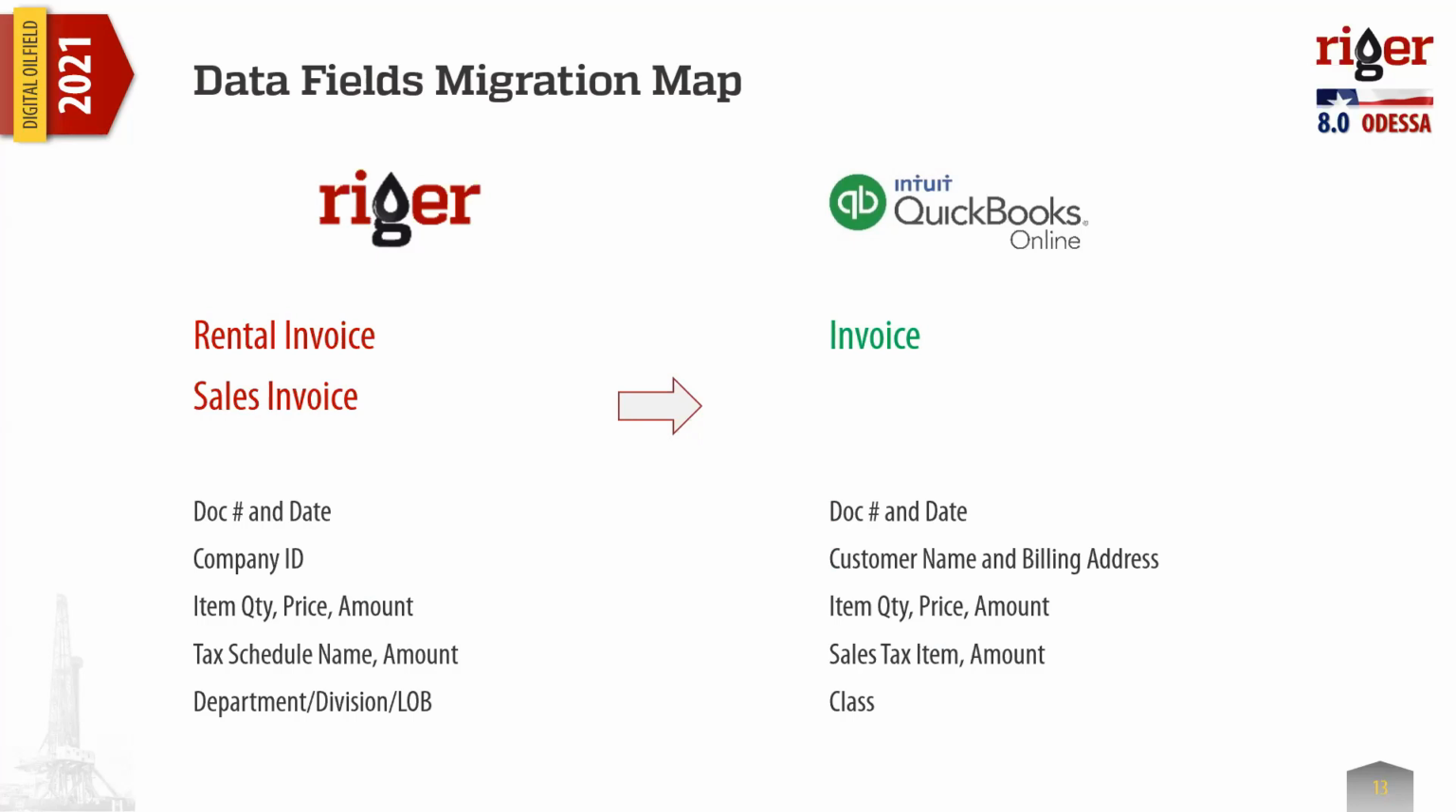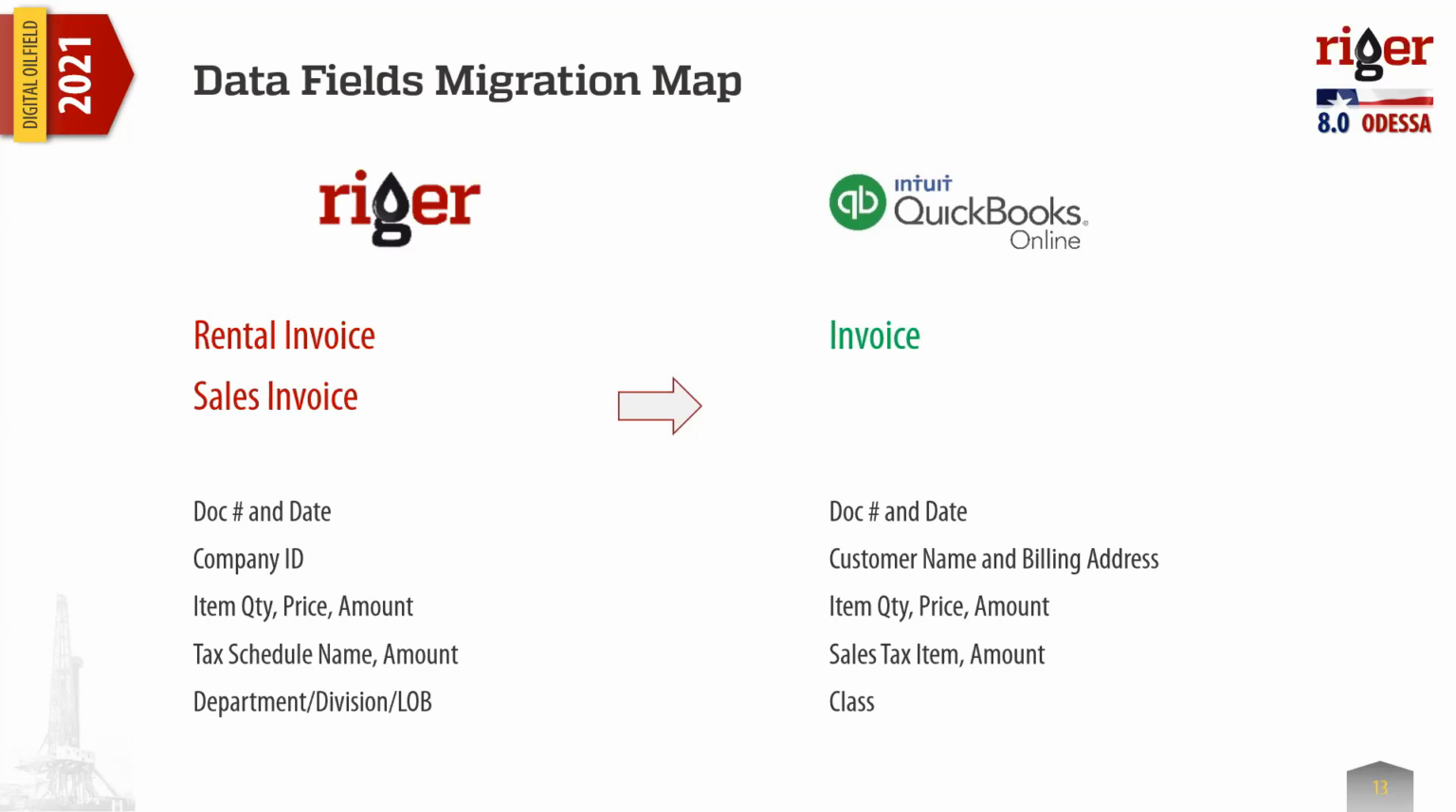And also about taxes. So we send the tax schedule name. So we connect tax schedules in RigER with sales tax items in QuickBooks. And then we send this information, and also we send in total tax amount on the document level, not by line items, but on the document level.